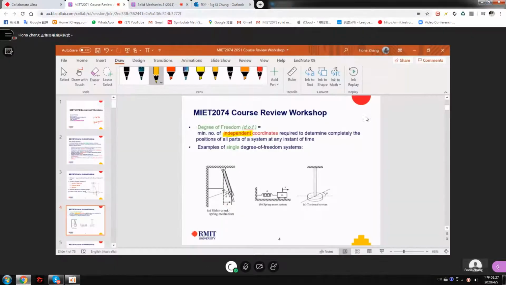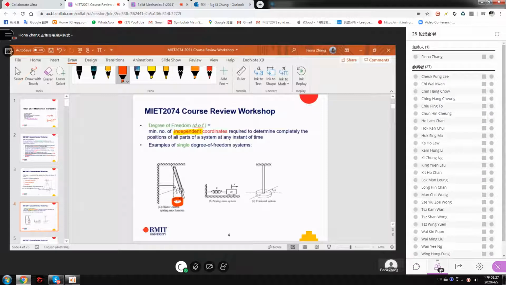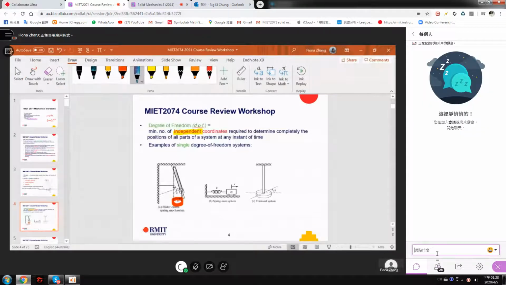Has two, one. It has X. Oh, is this too thick? Probably this one. X and theta. Okay, right. So you have two coordinates.